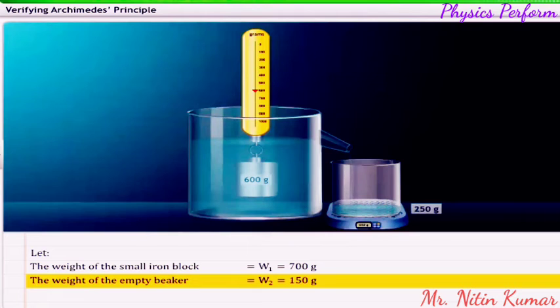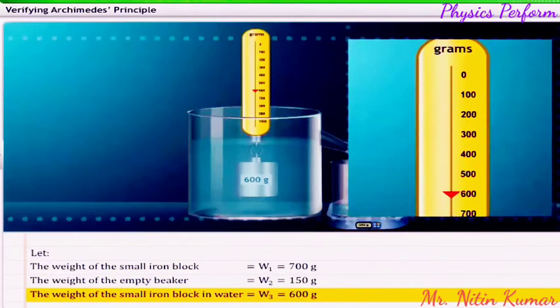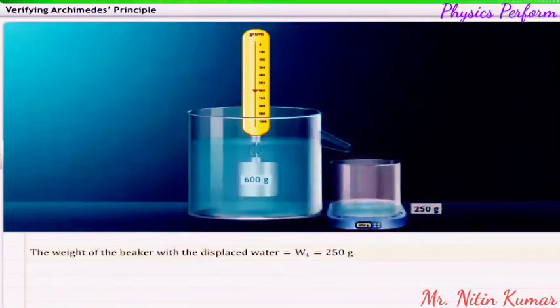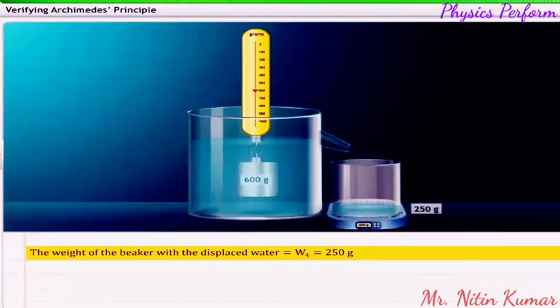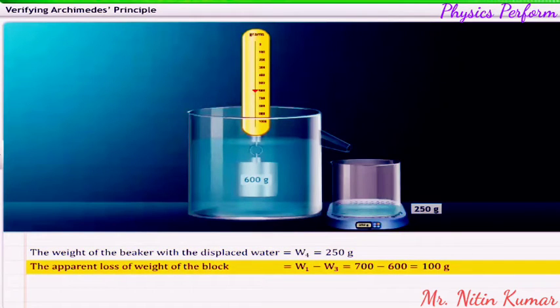The water overflows into the empty beaker placed under the spout of the overflow jar. Now, note the weight of the iron block in water as well as the beaker with the displaced water. The weight of the iron block in water, say W3, is 600 grams. The weight of the beaker, say W4, is 250 grams. Thus, there is an apparent loss in the weight of the iron block.